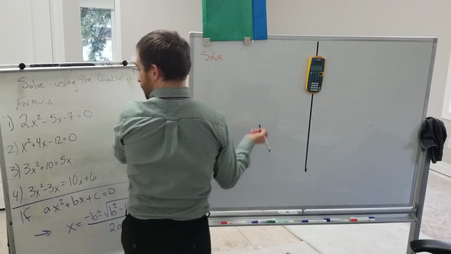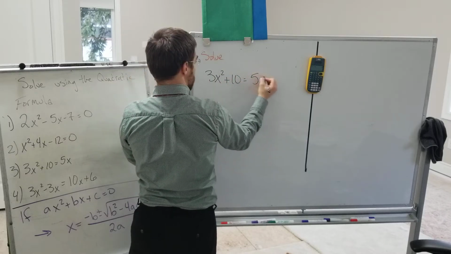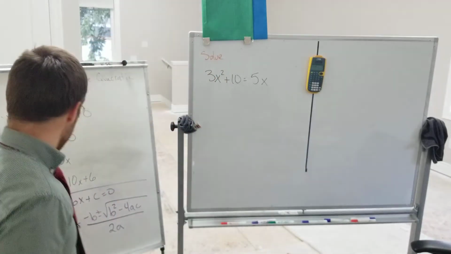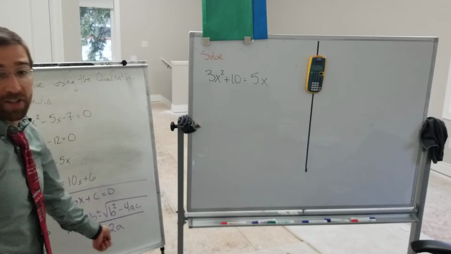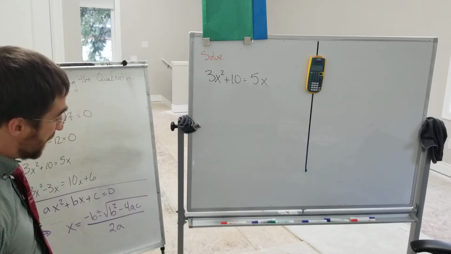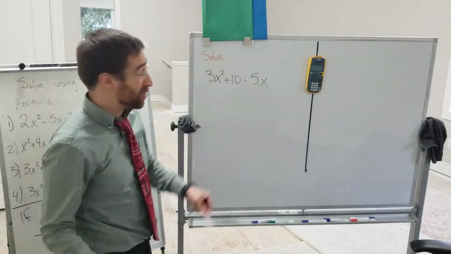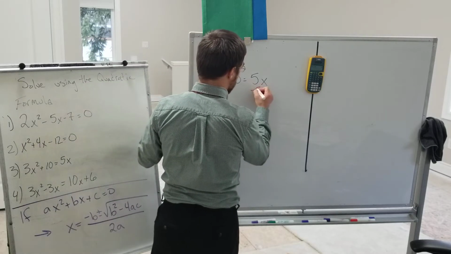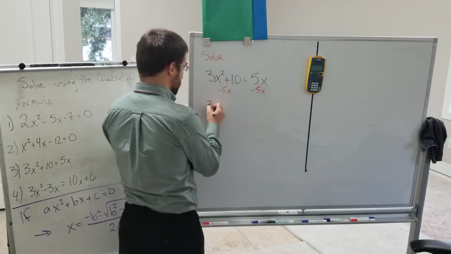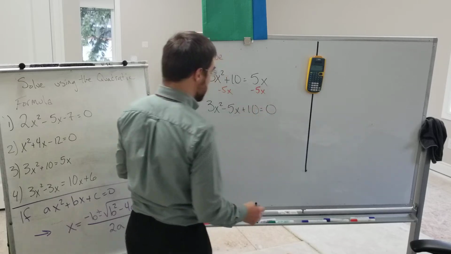All right, problem 3, we have 3x squared plus 10 equals 5x. Now notice on this problem, we don't have something equals 0, which is the necessary condition to use the quadratic formula. So our first step is make it equal 0. I don't want a 5x there, I want a 0 there. So I'm going to do the opposite of 5x, which is minus 5x. Subtract 5x from each side of the equation. That gives us 3x squared minus 5x plus 10 equals 0.